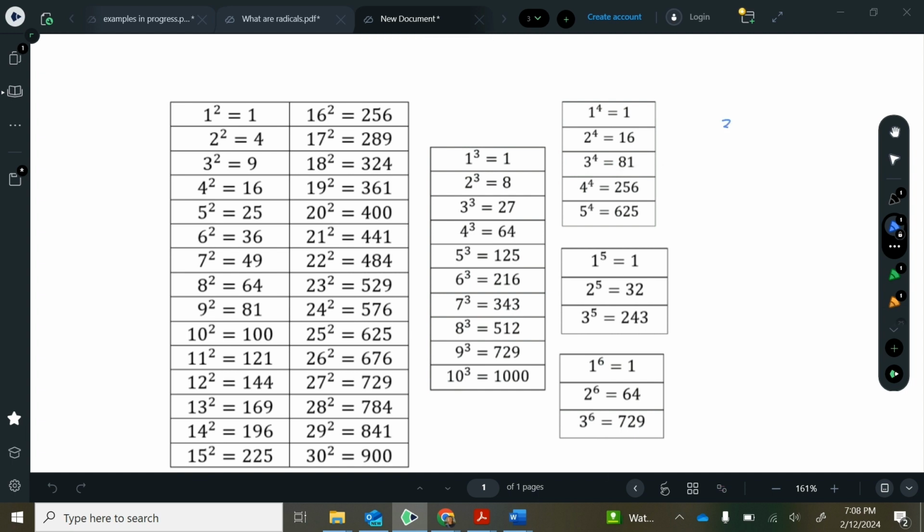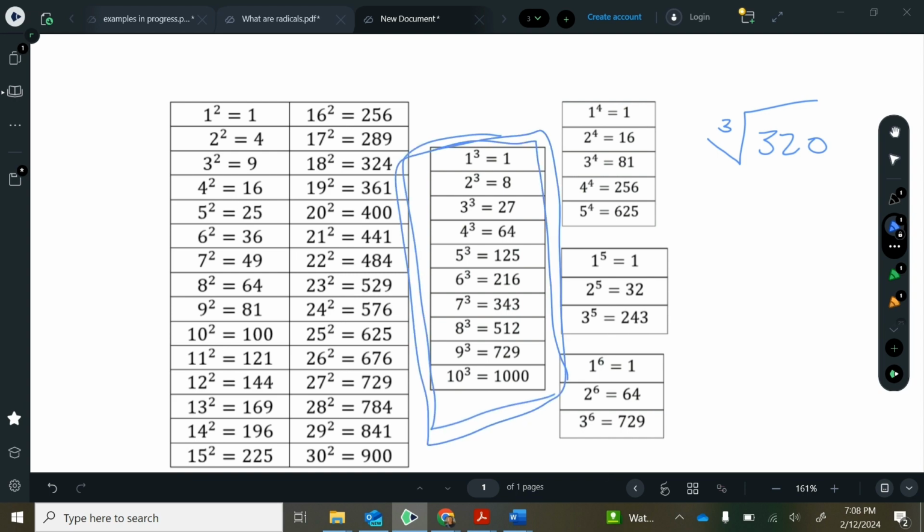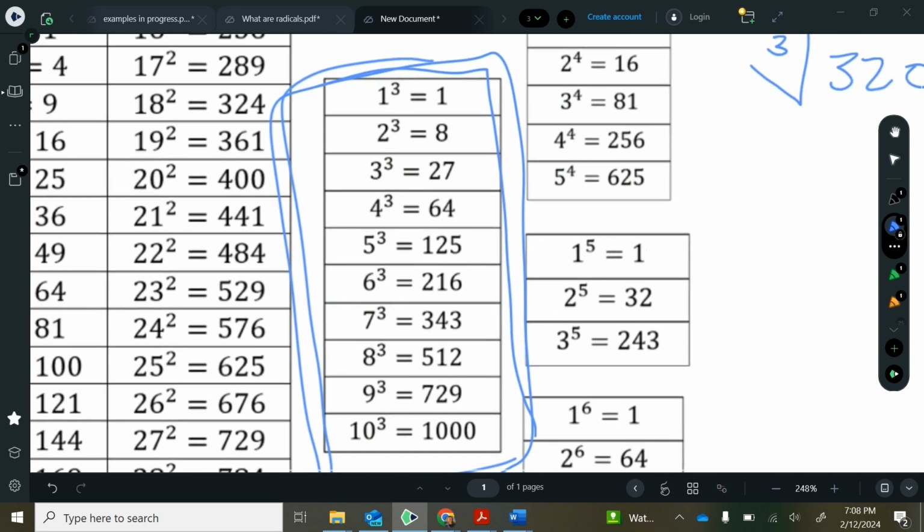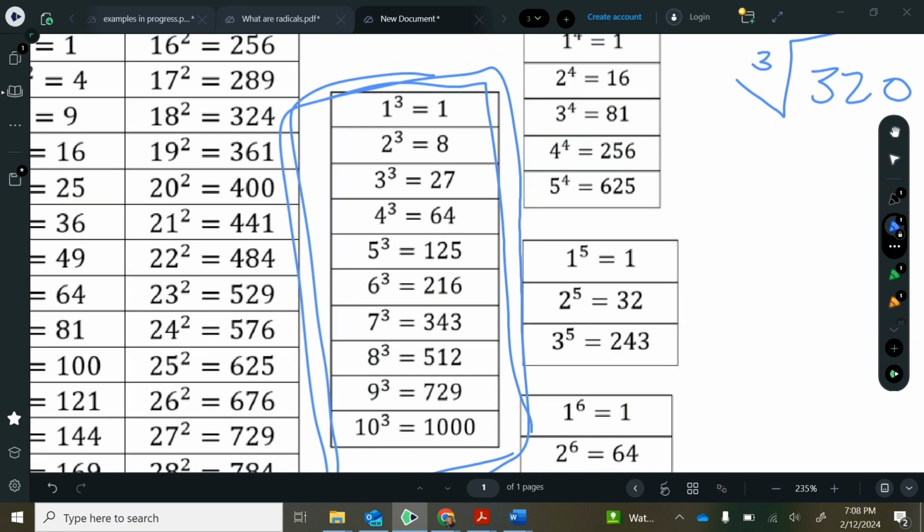Okay, cube root of 320. So I'm only looking at this list, powers of 3, and 320 is not on the list. It's not there. Here's 340, here's 216. 320 would be right in between, which means the decimal value of the cube root of 320 is going to be 6 point something. But really, what we want here for this problem is not the decimal value, but the simplified radical.